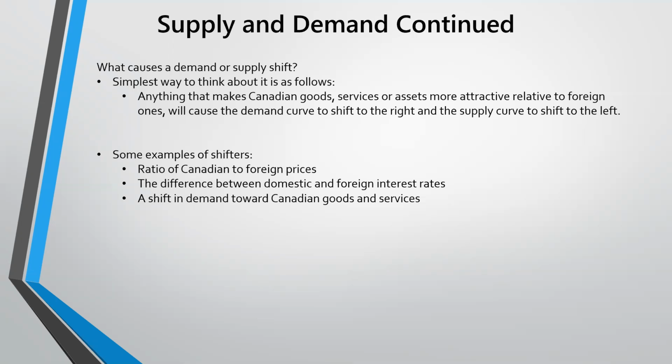The next one is going to be the interest rate spread, which is the difference between Canadian interest rates and foreign rates. And this makes Canadian assets relatively more attractive to both Canadians and foreigners. This means that demand for Canadian dollar will be higher and shift the demand curve right. And then we have the demand for Canadian goods. And when this increases, it causes a shift to the right because more people will demand Canadian dollars.